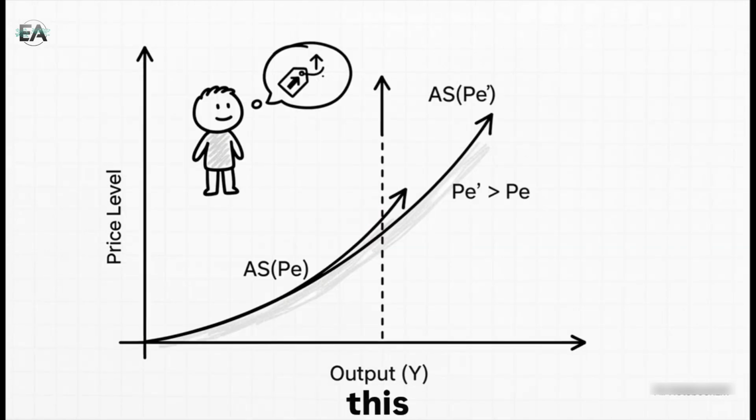Now this is where things get really cool. If everyone just thinks prices are going to go up, it can actually become a self-fulfilling prophecy. Workers start demanding higher wages to keep up with the inflation they expect, which then forces firms to raise their actual prices. The entire supply curve just shifts up. It's a huge reminder that in economics, what we believe is going to happen is often just as powerful as what's actually happening right now.